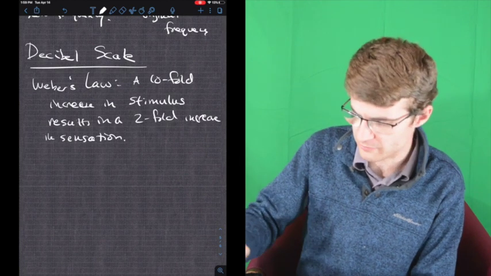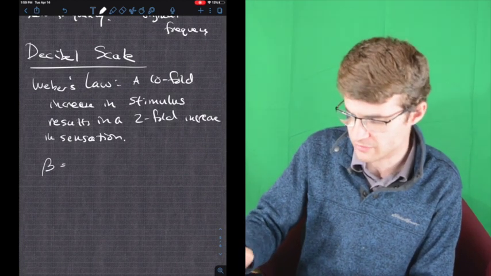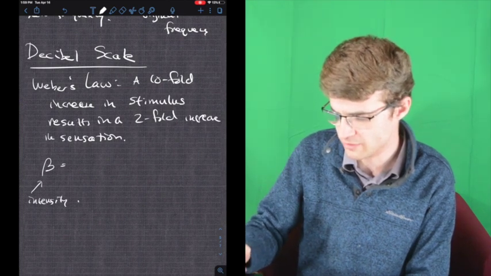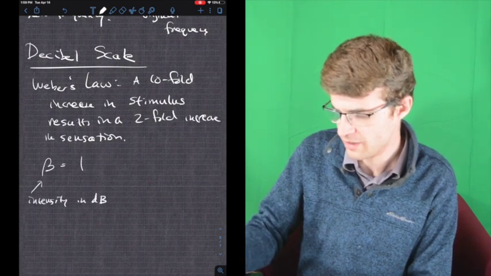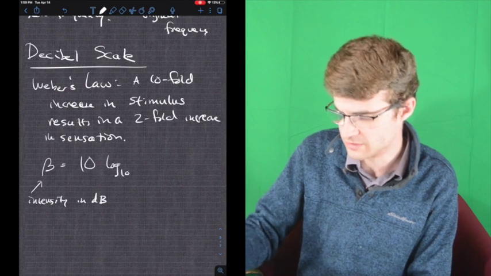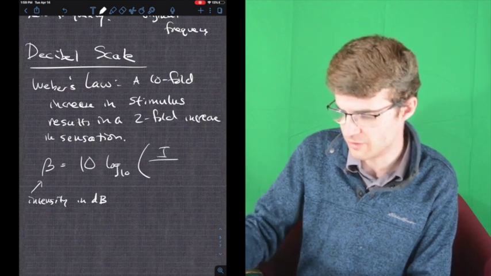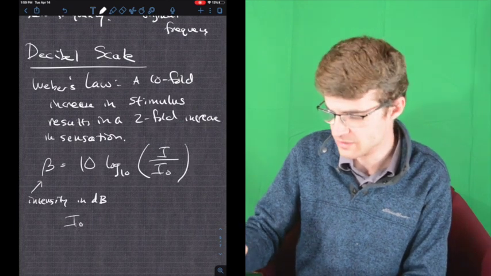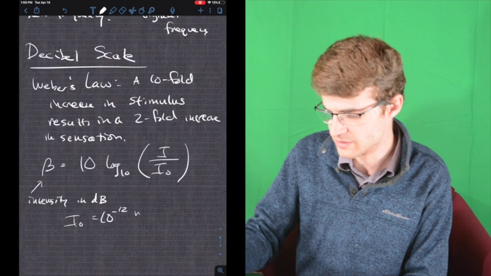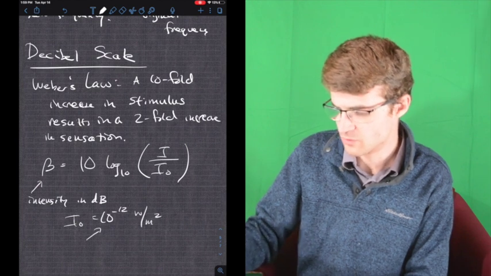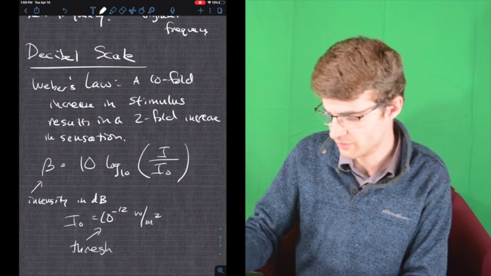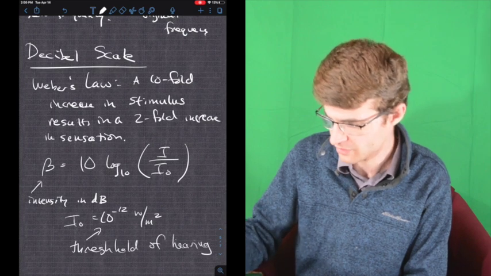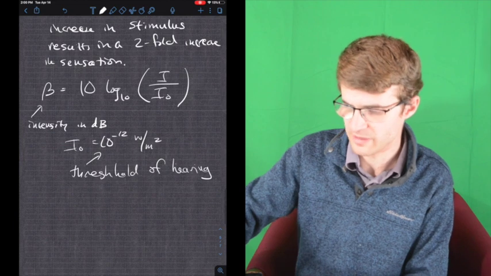So you'll remember that the decibel scale had this log formula to it. This is the intensity in decibels, and it's equal to 10 times the log base 10 of the intensity you're dealing with divided by the reference intensity. I naught is 10 raised to the negative 12 watts per square meter. This is the threshold of hearing, so that we have a baseline.